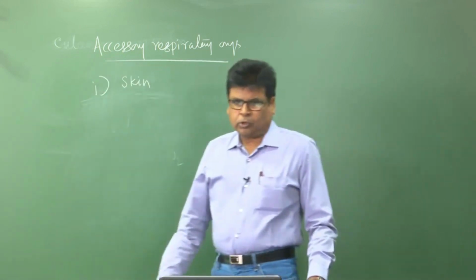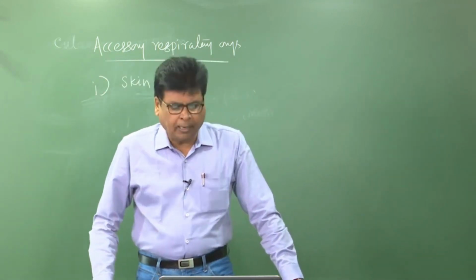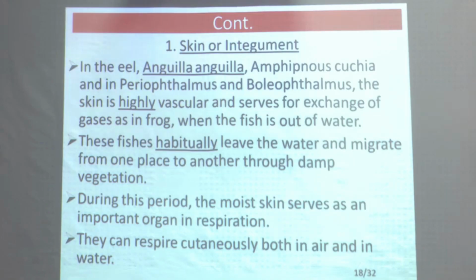Okay. So, in eel, that is Anguilla, that is also known as Amphipnous cuchia, and also Periophthalmus and also Boleophthalmus, the skin is highly vascular and serves for exchange of gases as in frog.